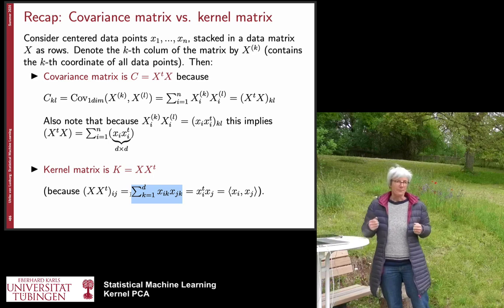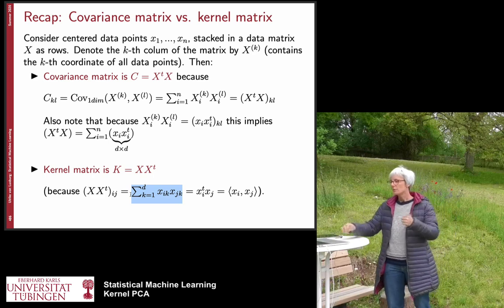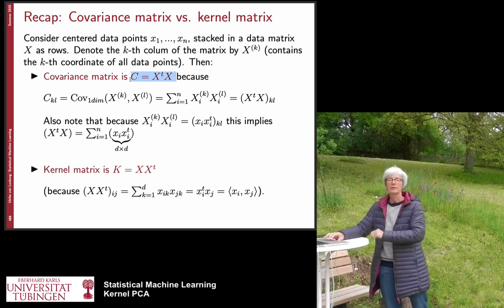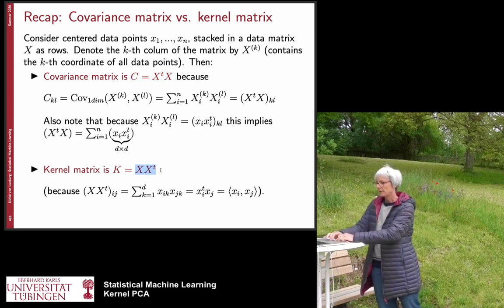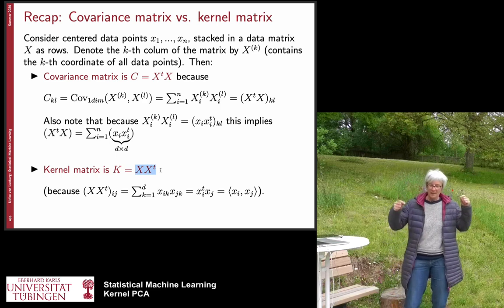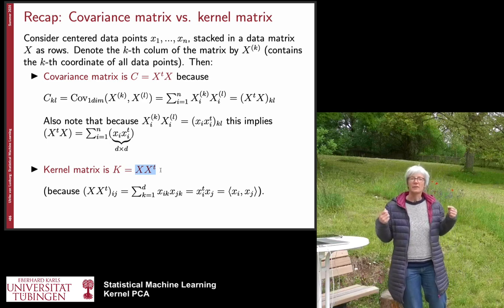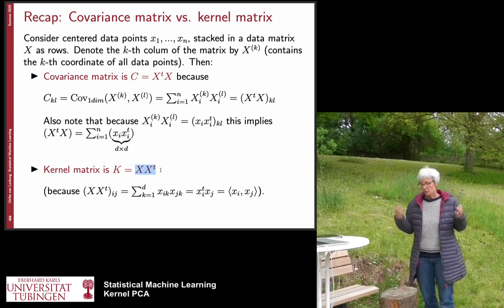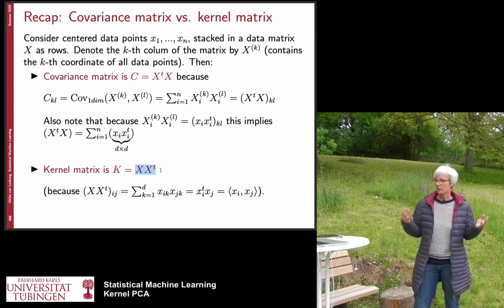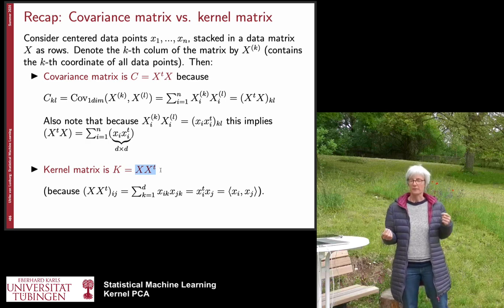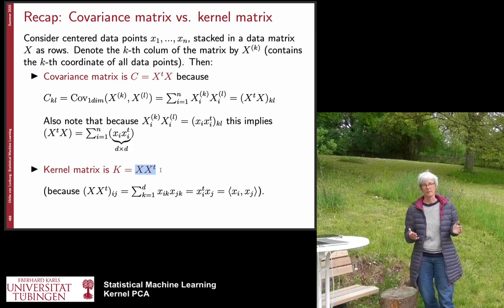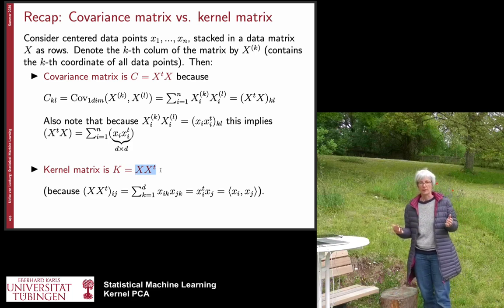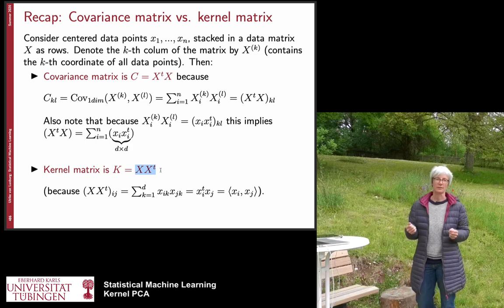Okay, now what we see on this slide are two interesting things. The covariance matrix is X transpose X, and the kernel matrix is X X transpose. And this should start to get you thinking. Now what do we need for PCA? We need to know the eigenvectors and eigenvalues of the covariance matrix, which is X transpose X. What we have in a kernel approach is the kernel matrix. And of course we can compute its eigenvalues and eigenvectors. And that's the matrix X X transpose.